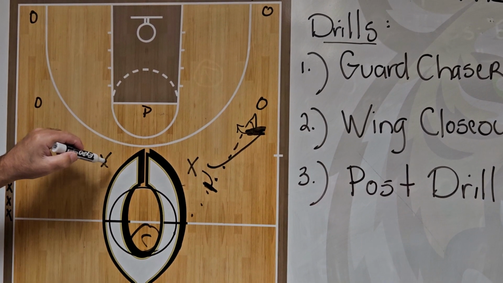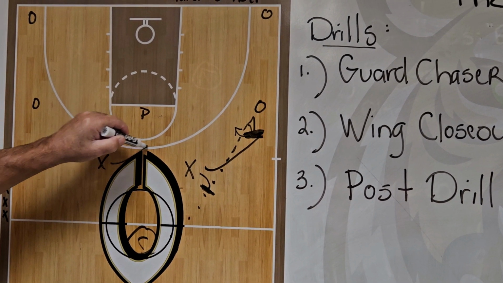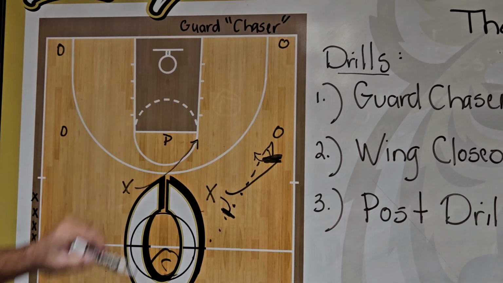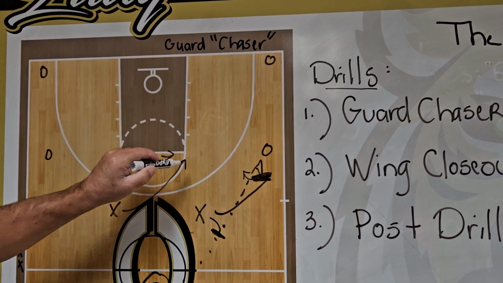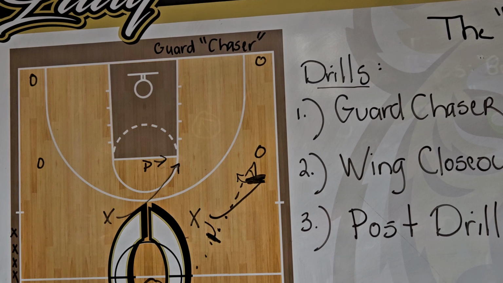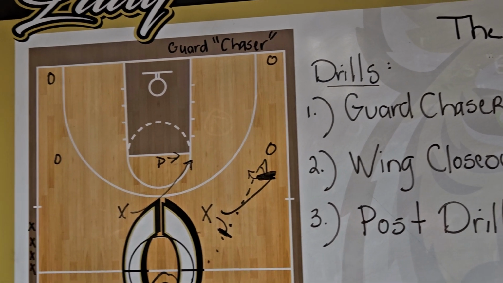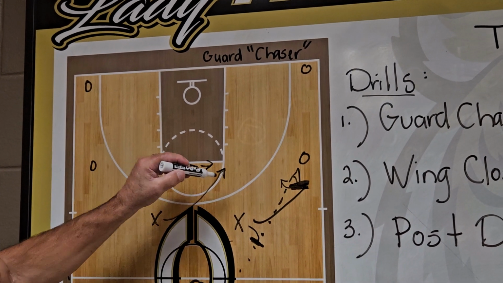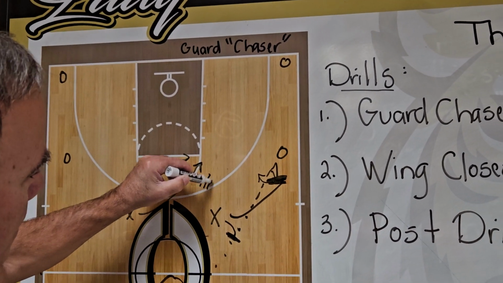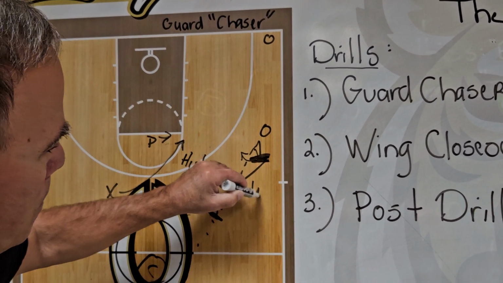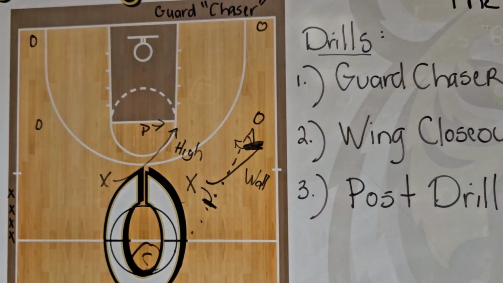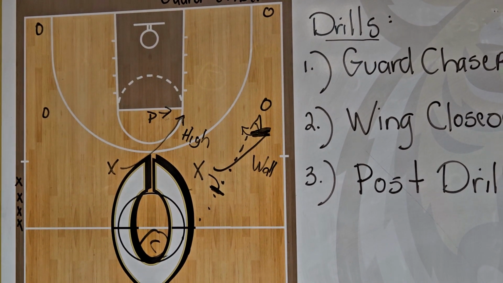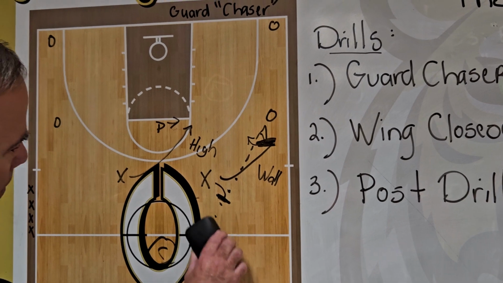This player is going to what we call the high area, the high post. This player would move over slightly, so this player would play in front of the high post area. That's the rotation right there. So this would be the high, and this would be a wall position. That's the second phase of this.